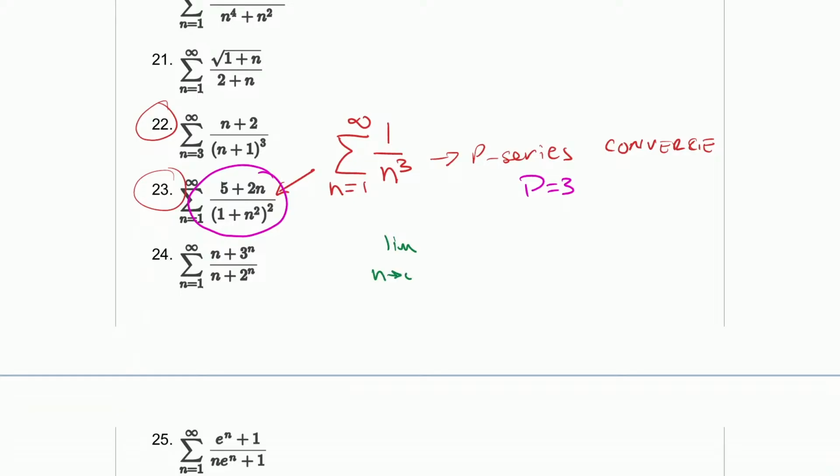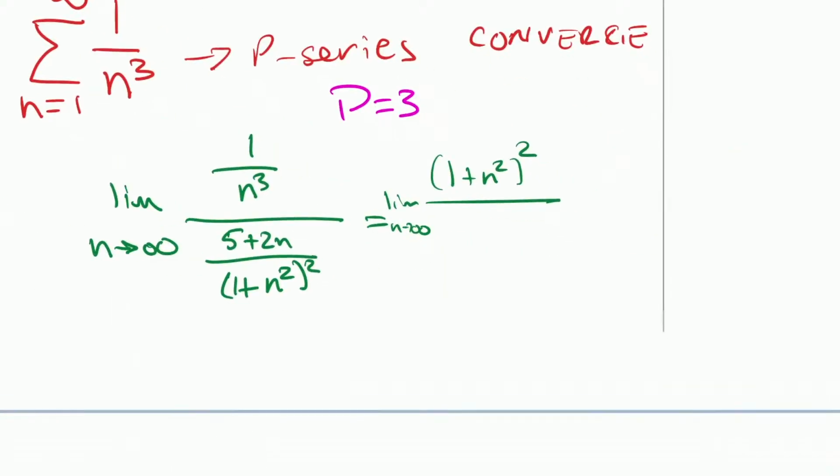The limit as n approaches infinity of, let's see, any one of these can go on top, I don't care which one, (5 plus 2n) over (1 plus n squared) squared. So we're going to have to do a little bit of algebra, but it's not too bad. This is going to be (1 plus n squared) squared over, whoops, I need my limit, n approaches infinity. And this is going to be 5n cubed plus 2n to the fourth. Sorry, I just multiplied. I did two things there. I flipped and multiplied. And when I multiplied by n cubed, hopefully that doesn't shock you.